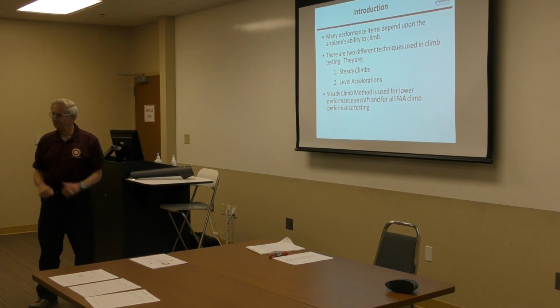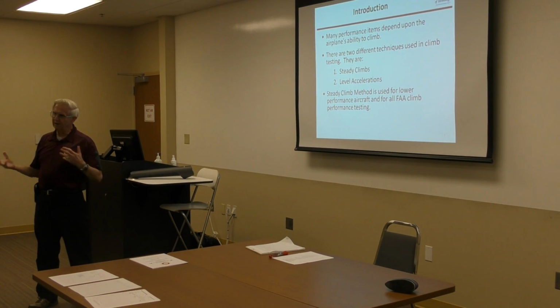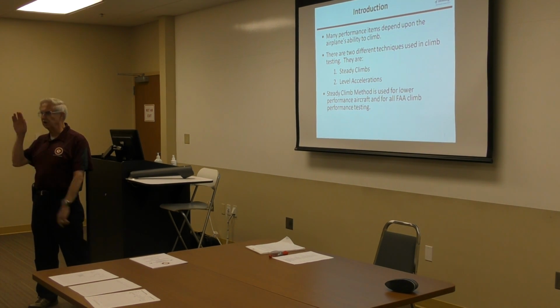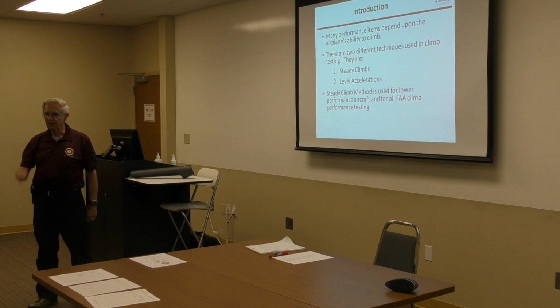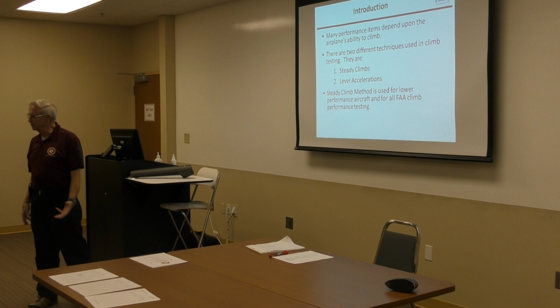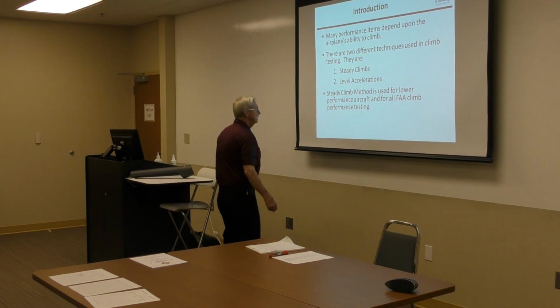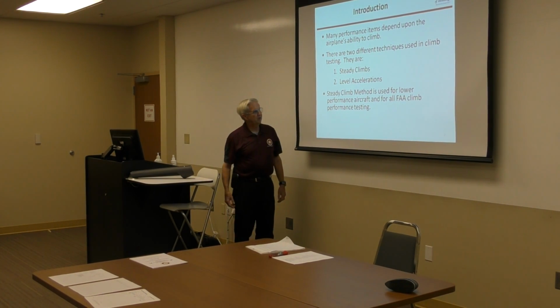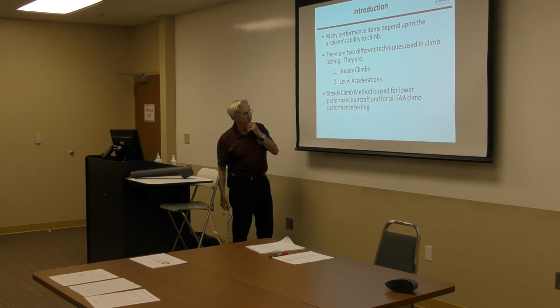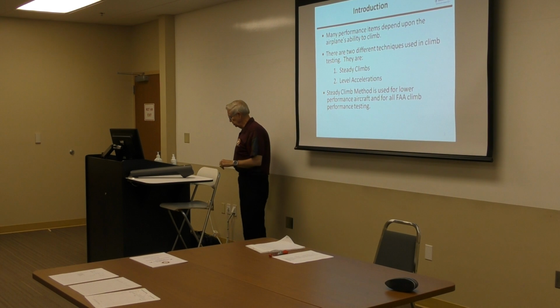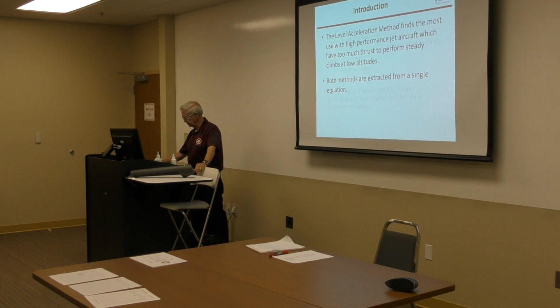But that wouldn't work, so they had to come up with another method to determine what that would be, and the method is called a level acceleration. They just let the airplane accelerate in level flight, and then we'll see a little later that you can convert that to what a rate of climb at sea level would be, at a given speed. But generally the steady climb method is used for lower performance airplanes and for all FAA climb testing, and the level acceleration is used for very high performance airplanes.